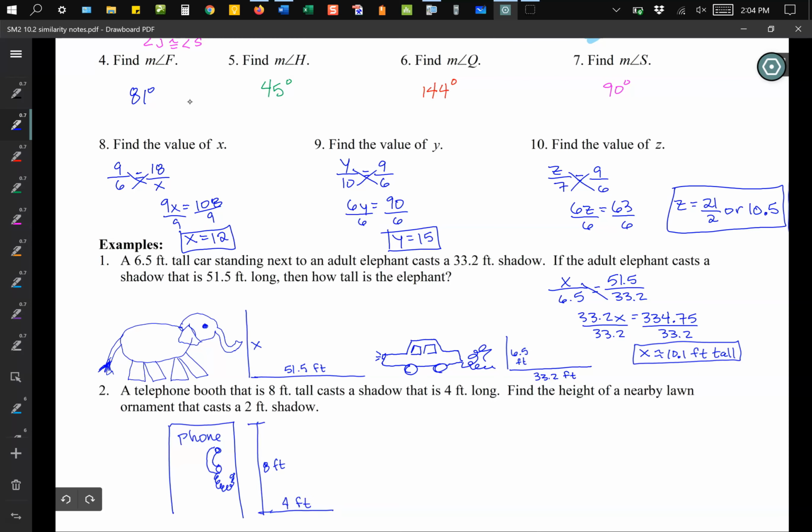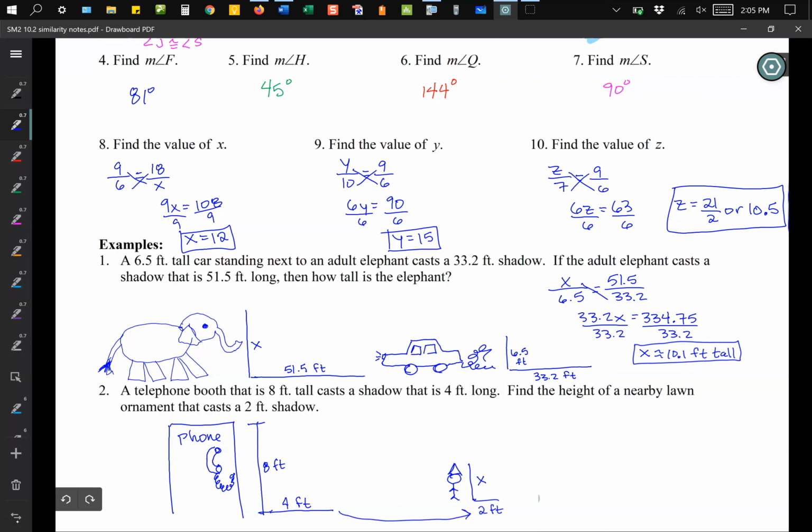Okay, lawn ornament. We're talking lawn flamingo, lawn gnome. I don't know. I'll draw a little lawn gnome guy with a pointy hat. It will be the worst lawn gnome ever. Stick figure lawn gnome. There we go. We don't know his height, but his shadow is 2 feet long.